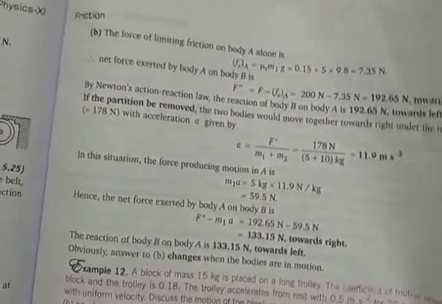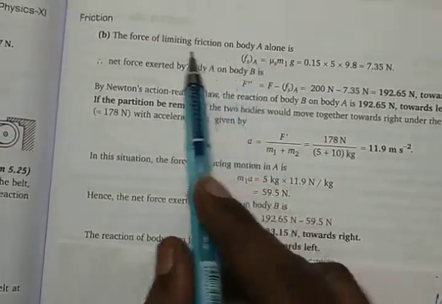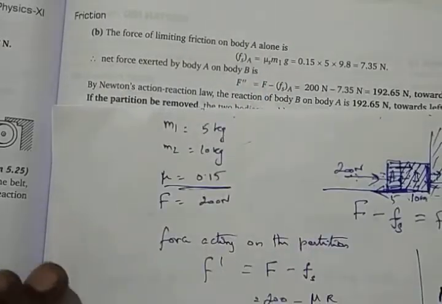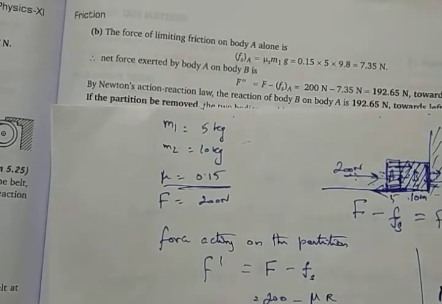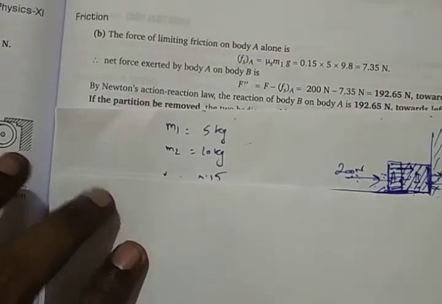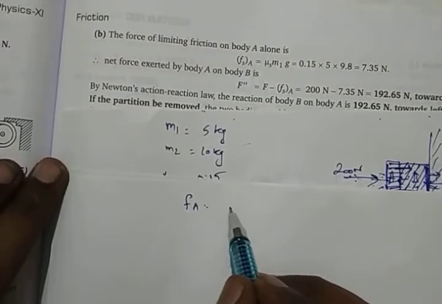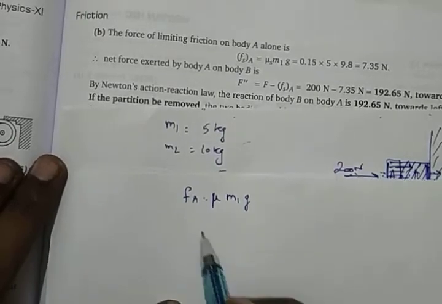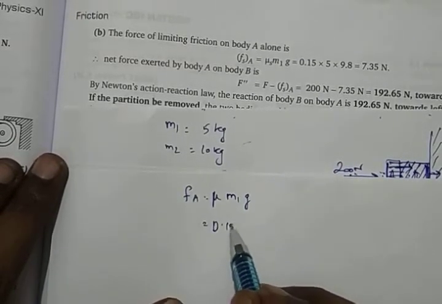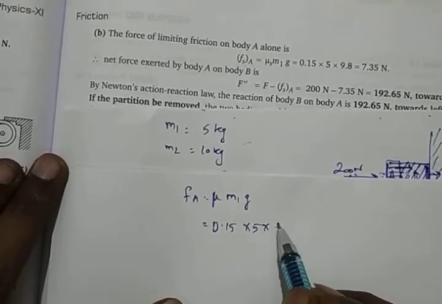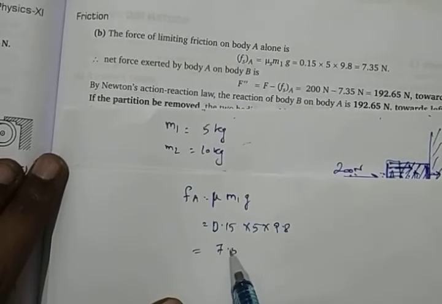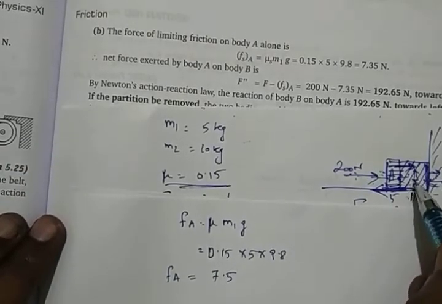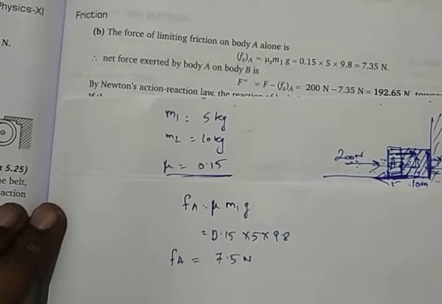Now look at this question itself. The limiting force, the friction of the body A alone. So only the body A, how much force will it have? The force on A is going to be equal to M1 into G times mu. So mu is 0.15 into 5 kg, which is M1, into 9.8, that will be 7.5. So FA will be 7.5 newtons and this also will give 7.5 newtons back.